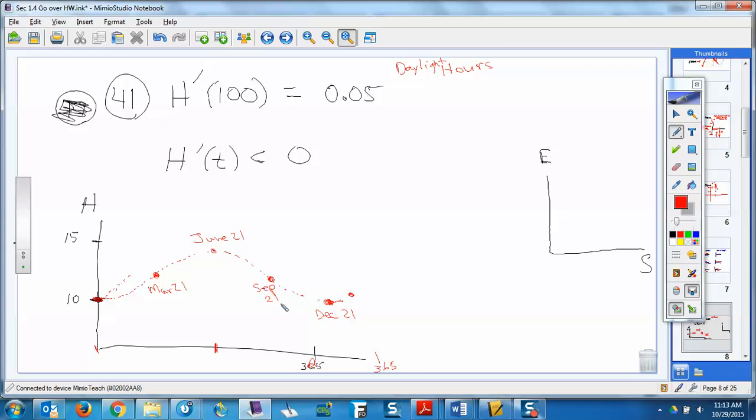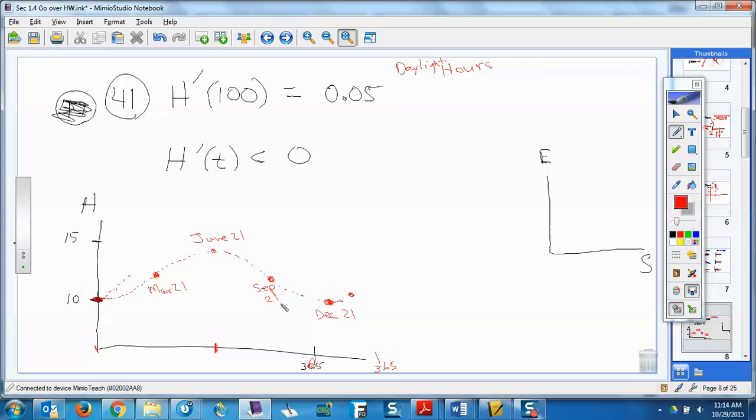Because that's a positive number. Right now, H prime would be a negative number, right? Because the daylight hours are decreasing, right? Okay. So then it says when would H prime be negative? Well, we just said that, starting when? Right? June 21st, whatever day that is.